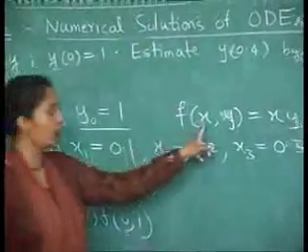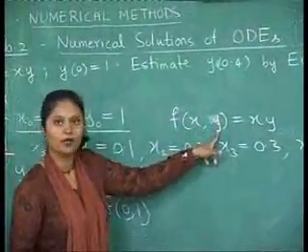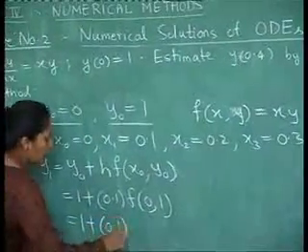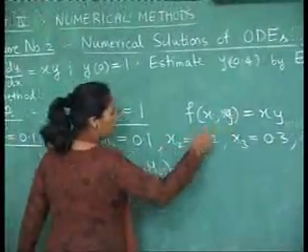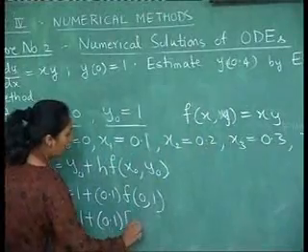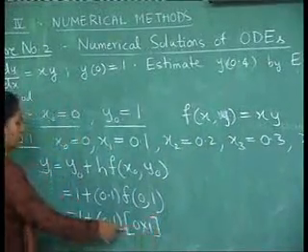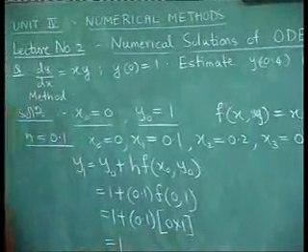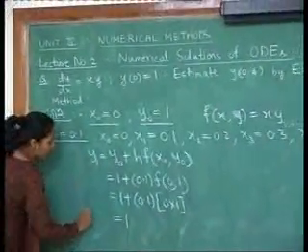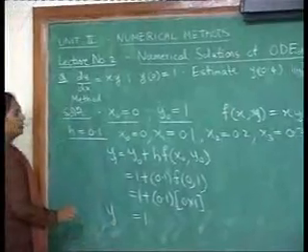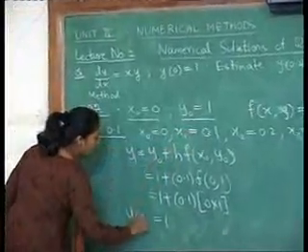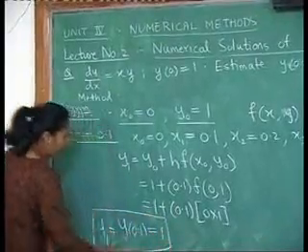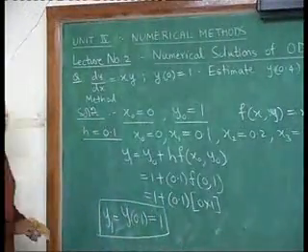In this expression, put x equal to 0, y equal to 1. So we get 1 plus 0.1 into f of 0, 1. f of 0, 1 will be 0 into 1, and that will be 0. So this term is 0. So y1 will be equal to 1. Remember, y1 means y at x1, and x1 is 0.1. So y1, that is y at 0.1, is 1. Now let us calculate y2.